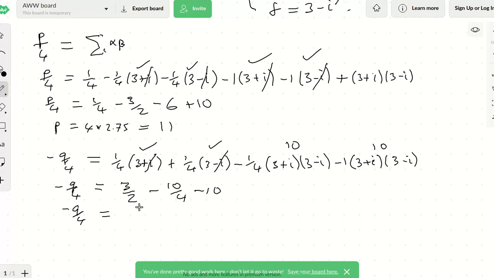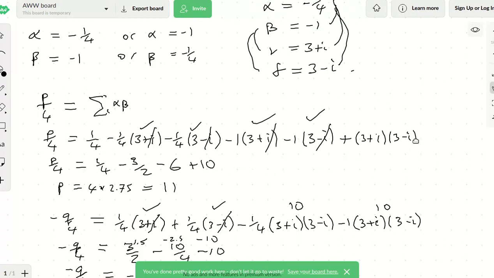Anyway, here we go. We've got 1.5. We've got, what is that? Minus 2.5. And then we've got minus 10. So 1.5 minus 2.5 is minus 1. Minus 1 minus 10 is minus 11. So we're going to get q is 44, I think. Okay, there we go. q is 4 times p. What about that? Okay, so that is how you answer that part.